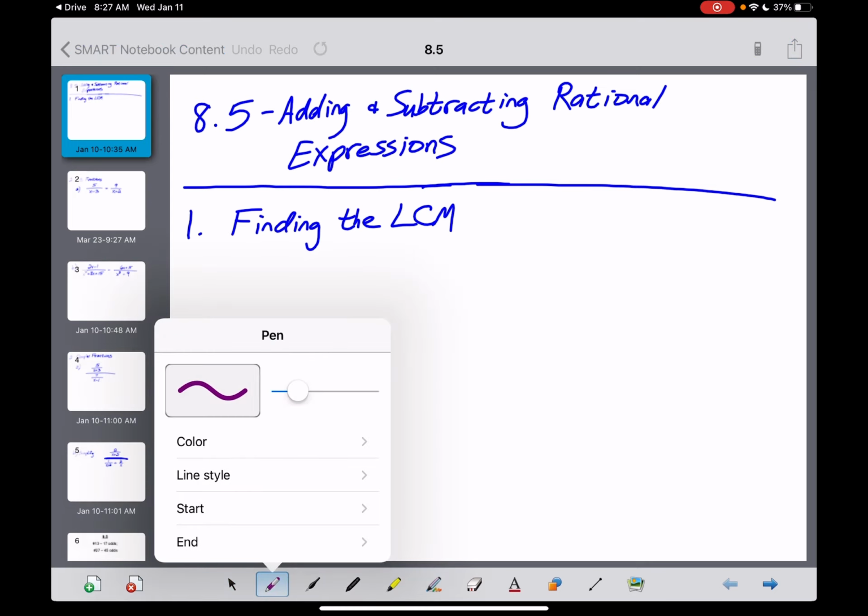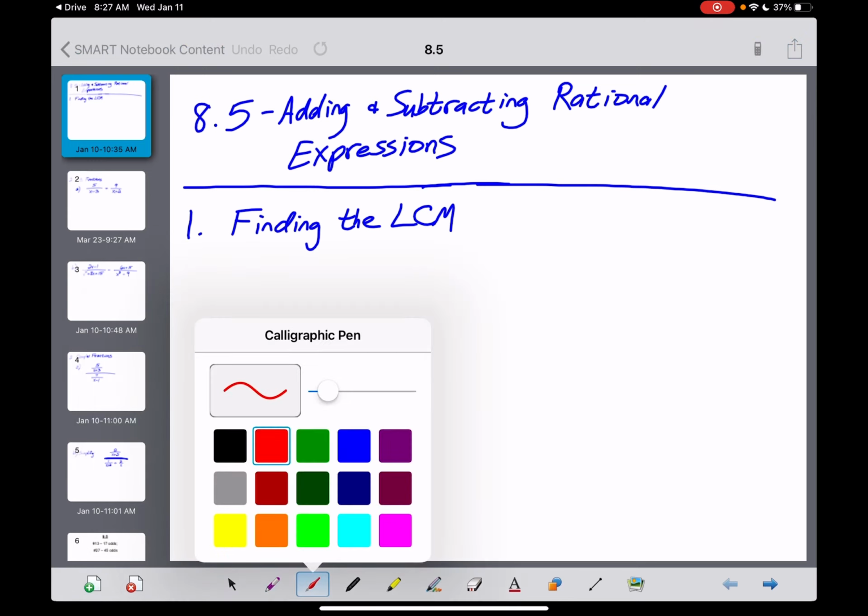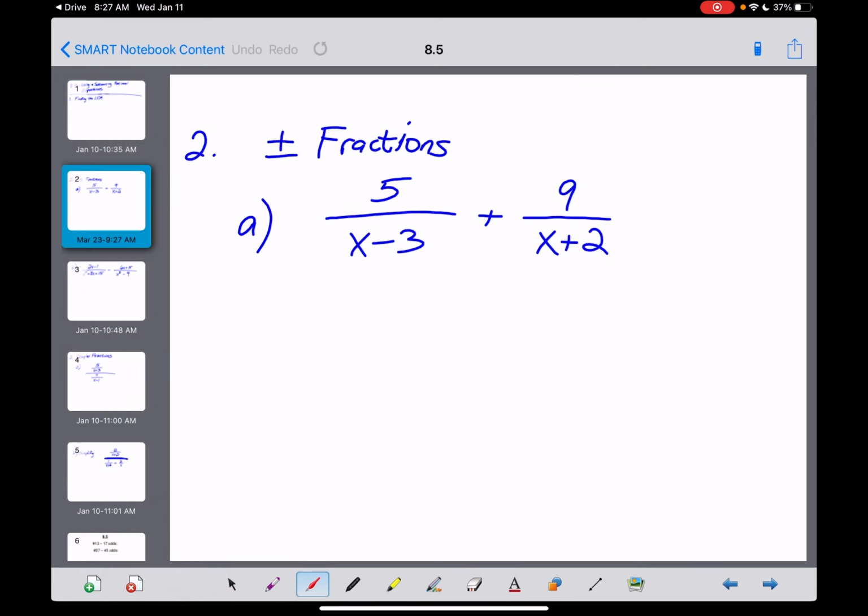So I'm going to switch a few things around. And I think we're going to skip this first part right here. And we're going to work on finding the least common multiple as we're going through. But let's get into this problem right over here. This is similar to what you guys are going to see on your homework here in 8.5. So adding and subtracting fractions, and here we go.